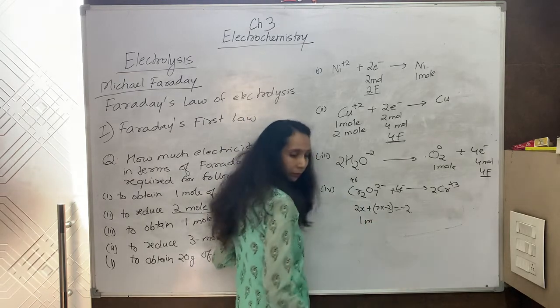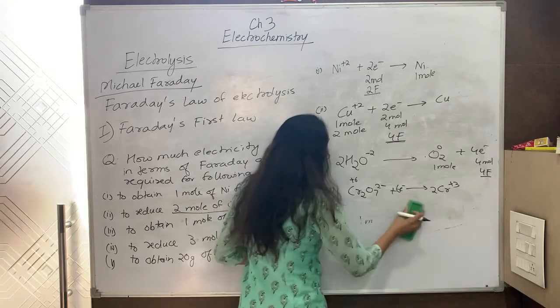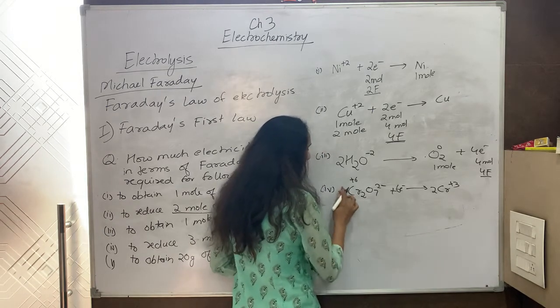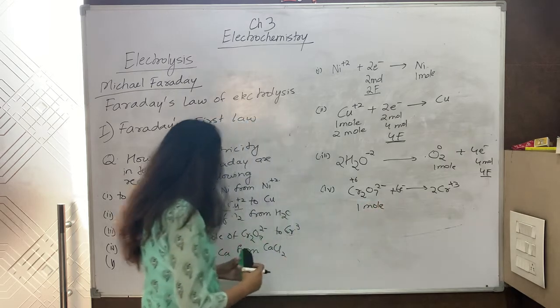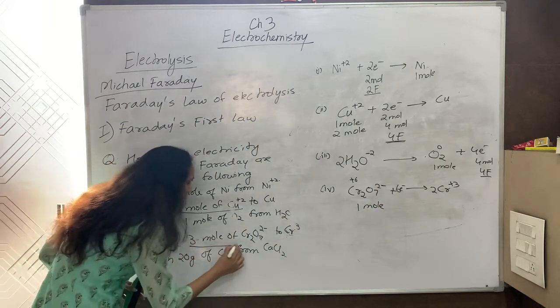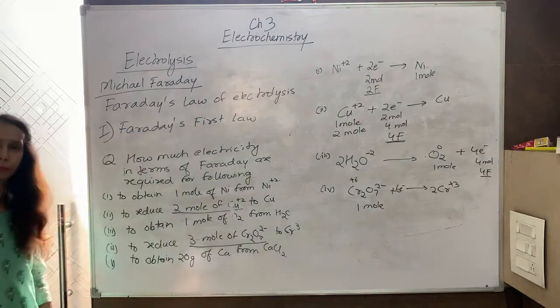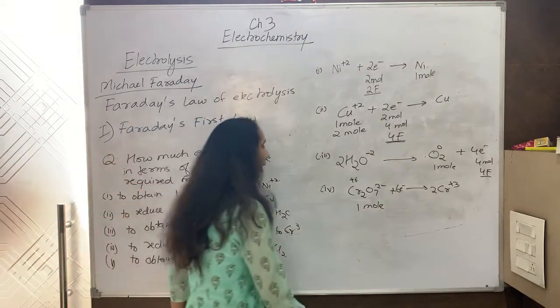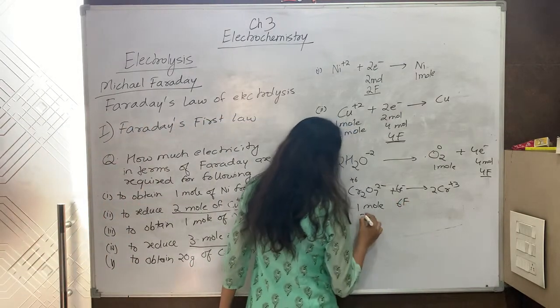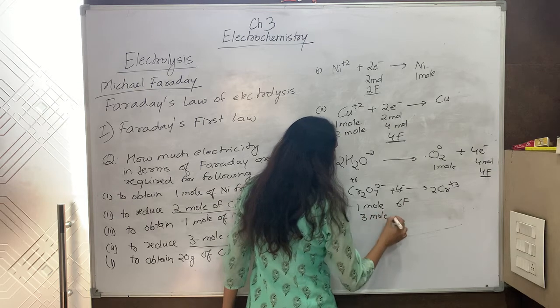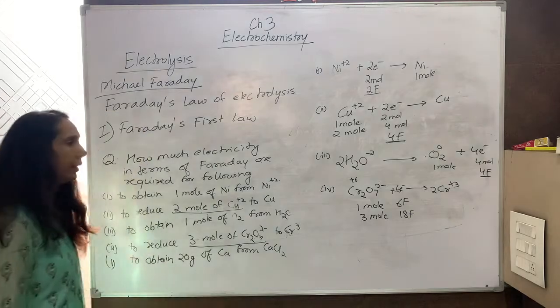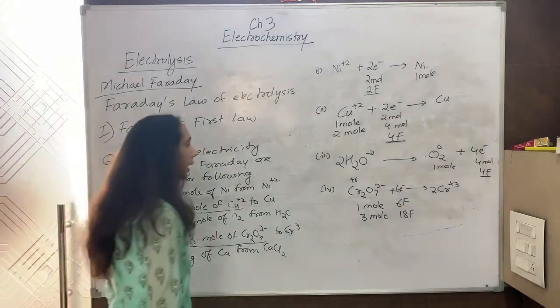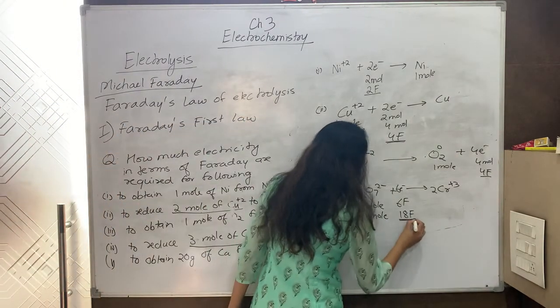1 mole. 1 mole of Cr2O7. Nothing is written here, it is 1 mole. I am not saying chromium, I am saying Cr2O7 2 negative, because moles of this are given to you. So 1 mole requires 6 Faraday. 3 mole require 18 Faraday. So our answer is 18 Faraday.